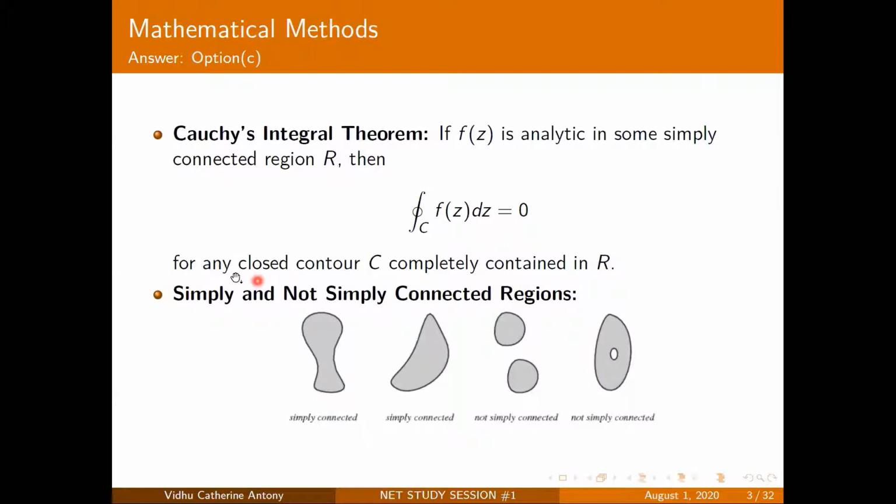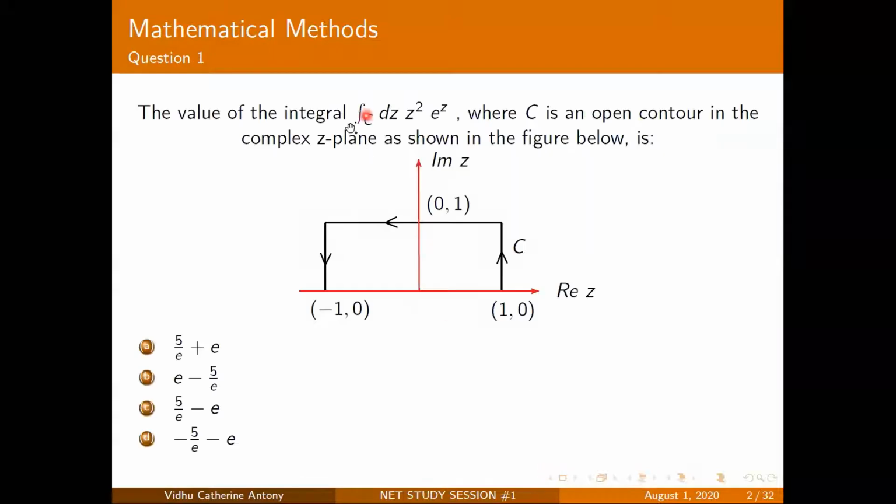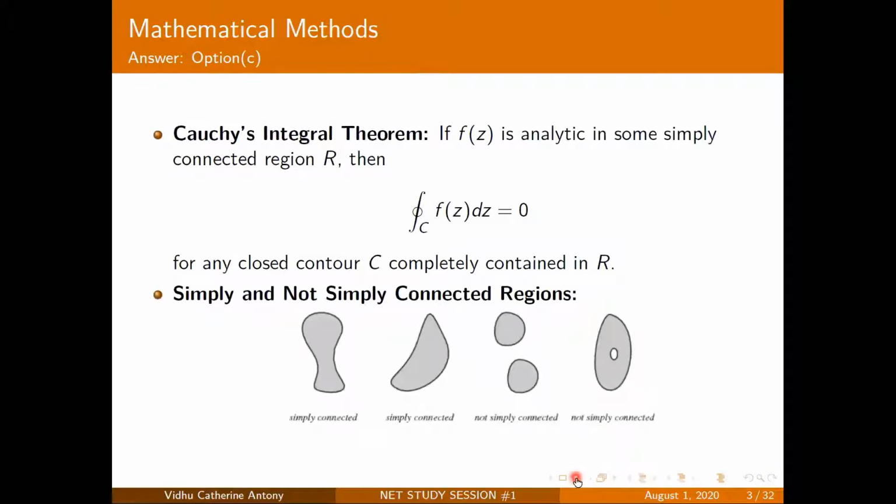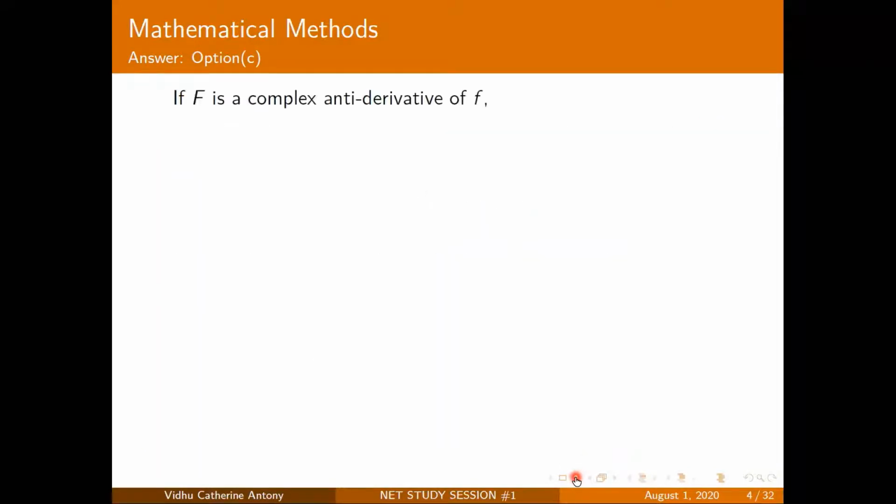So for any closed contour C contained in your region R, this is a closed integral. That's why it is represented with a ring in the integral. Here, if you look at it, this is an open contour, just this part. Now let's actually use that to solve the problem.